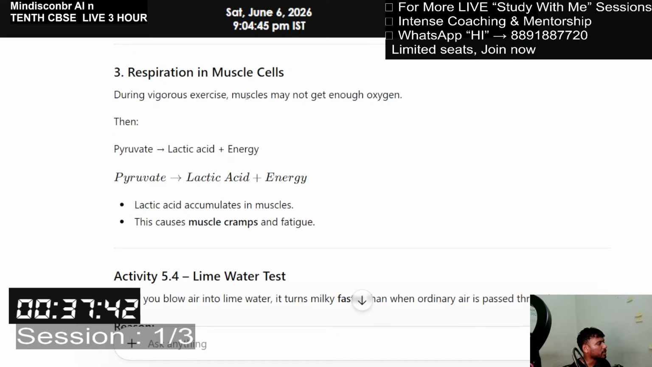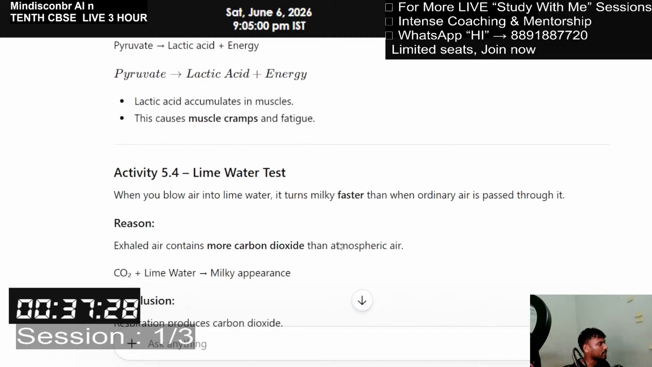That is, respiration in muscle cells: during vigorous exercise, muscles may not get enough oxygen. Then pyruvate is converted into lactic acid plus energy. Lactic acid accumulates in muscles. This causes muscle cramps and fatigue.